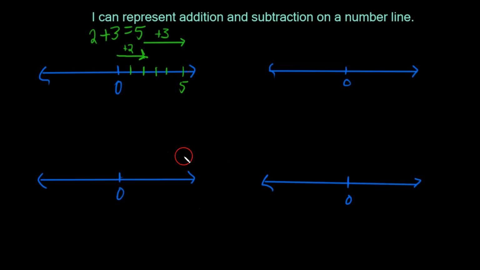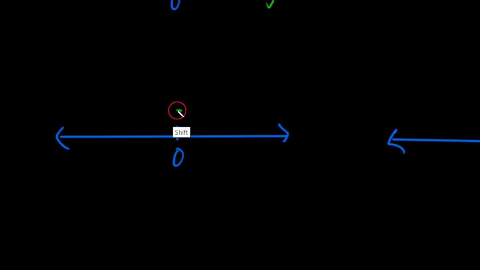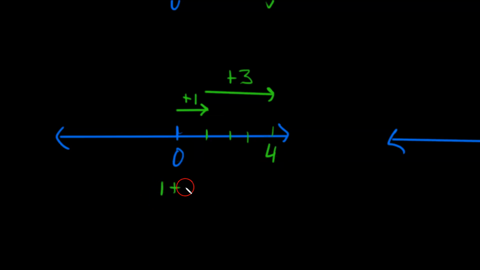Okay, so now let's say we're given this right here. This is kind of the opposite order of what we just did. What does this represent? Well, it moves over 1 right here. So it starts at 0, moves over 1, and then moves over 1, 2, 3 places from there. And we end up at 1, 2, 3, 4. So this represents 1 plus 3 equals 4.